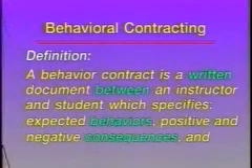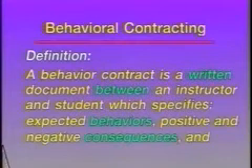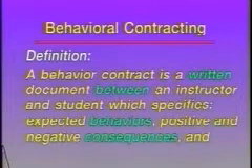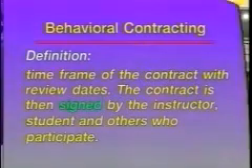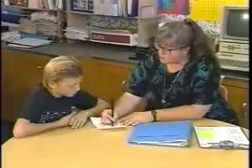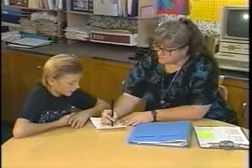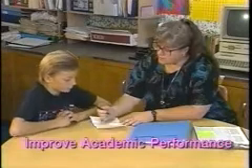A behavior contract is a written document between an instructor and student which specifies expected behaviors, positive and negative consequences, and time frame of the contract with review dates. The contract is then signed by the instructor, student, and others who participate in the contract.